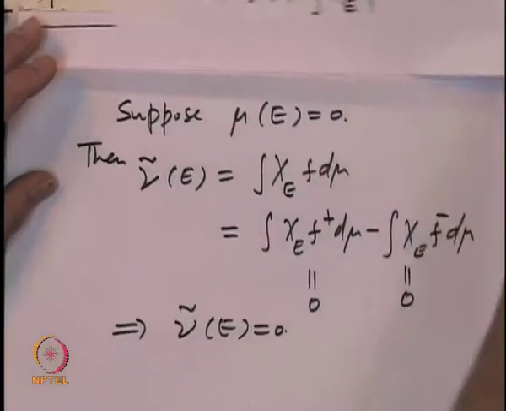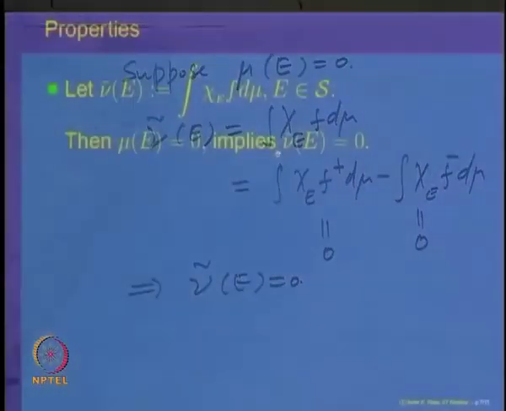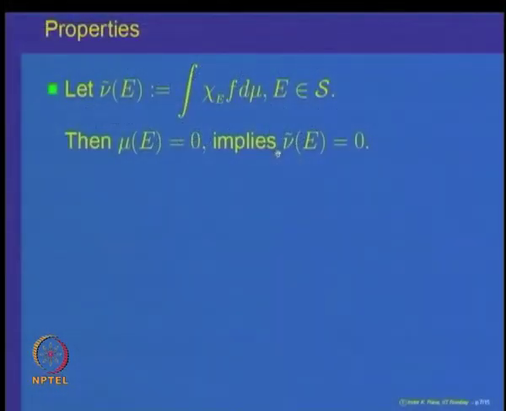So, what we are saying is mu of E equal to 0 implies nu tilde of E is also equal to 0. That is the property we are proving here. But keep in mind that nu tilde of E is defined as a real number for every E belonging to S, but it is not a non-negative number, because f may not be a non-negative function. So, we cannot say nu tilde of E is a measure. We will look at this property a bit later. It may not be a measure, but it has some property similar to a measure.